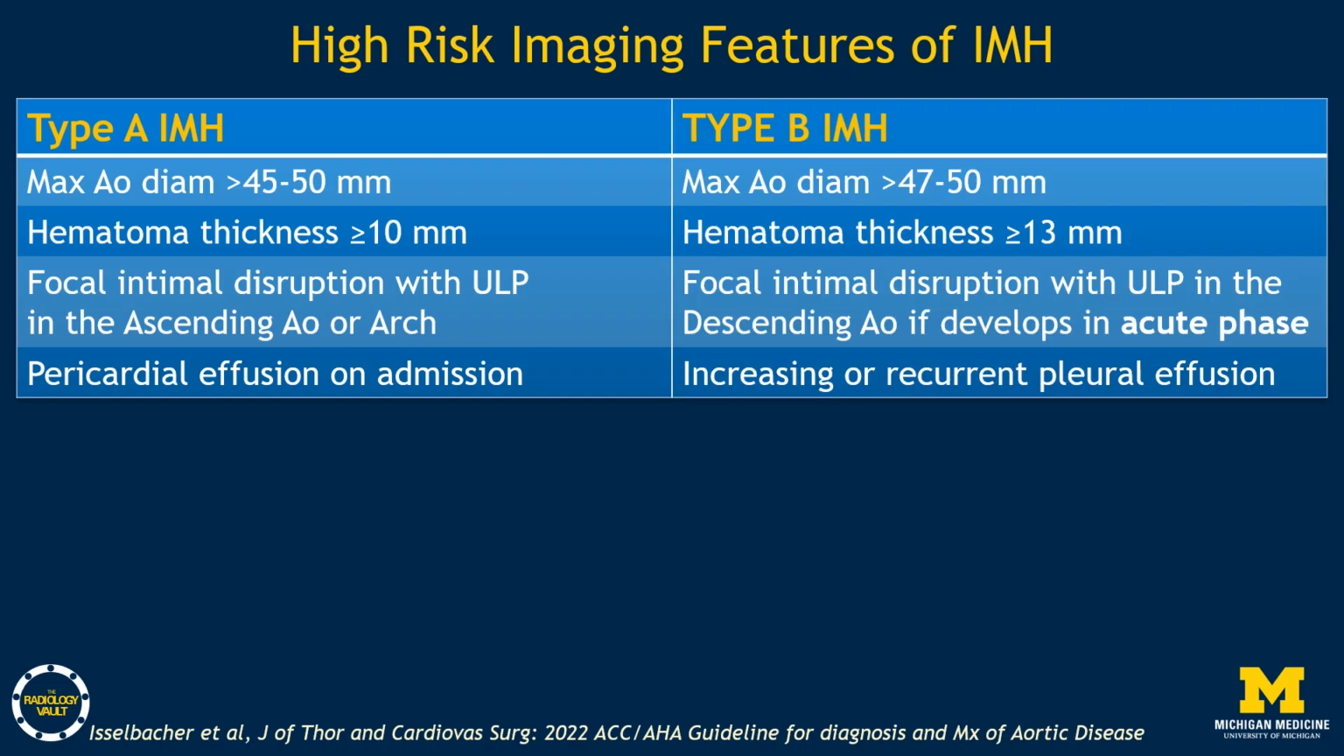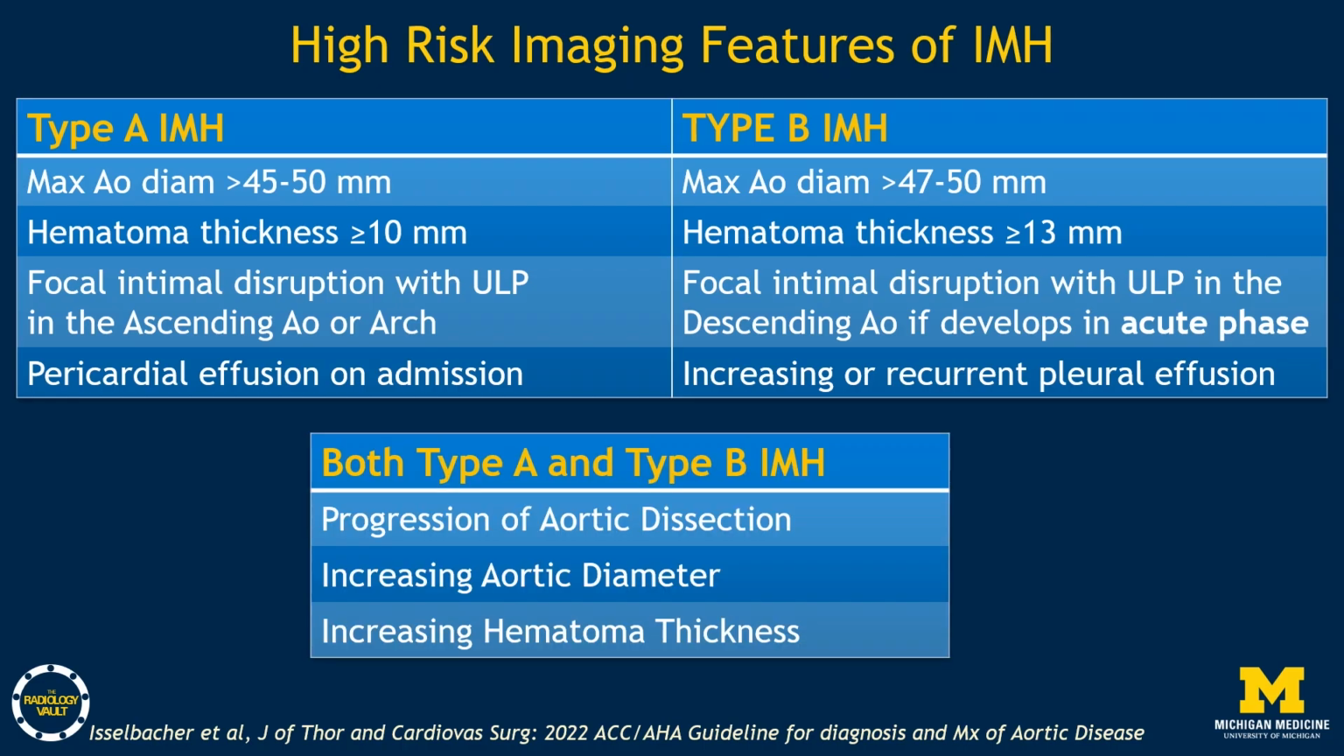High-risk features with type B include a hematoma thickness of 13 millimeters or more, a maximum aortic diameter of more than 47 millimeters, a focal intimal disruption, also an ulcer-like projection, in the descending thoracic aorta if it develops in the acute phase, and an increasing or recurrent pleural effusion.